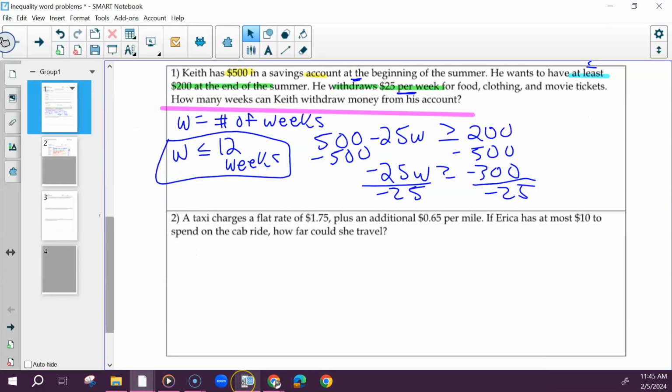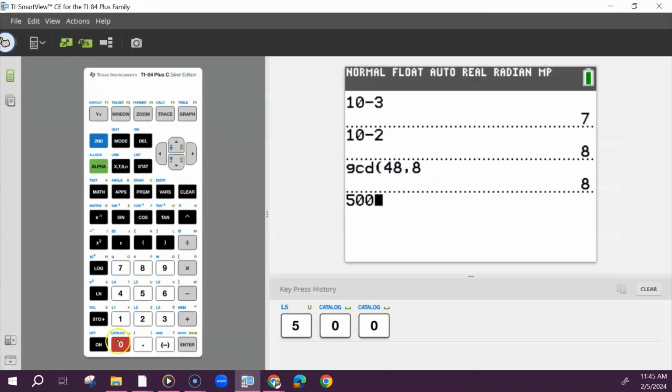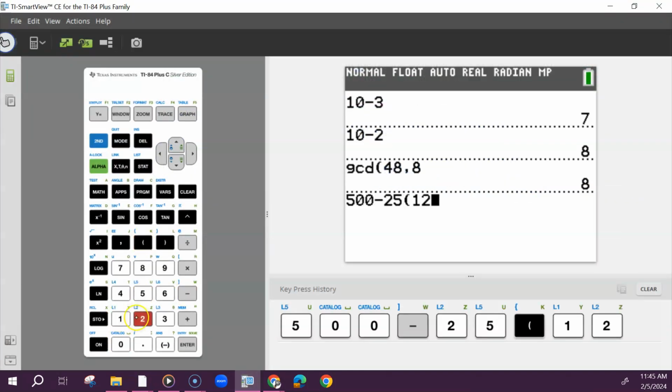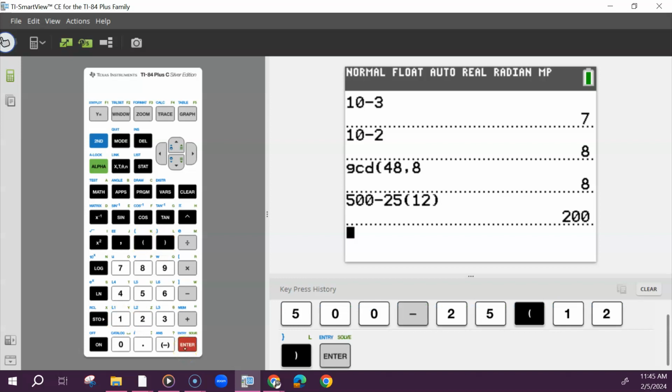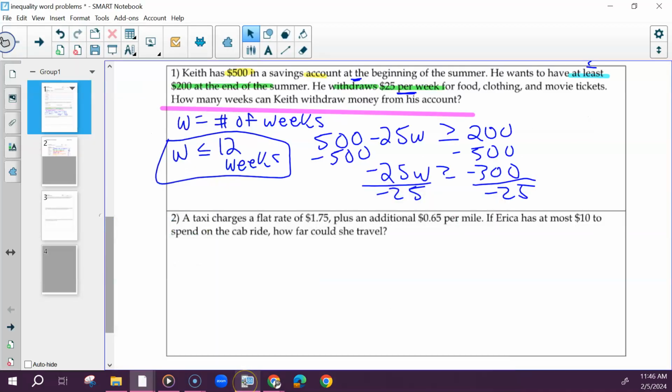So if I were to put 12 back in, I go 500 minus 25 times 12. And we happen to get 200, which was equal to this number. But if this wasn't equal to, or if it was just greater than, that would not be true. Or if it was just less than, that would not be true. But in this case, 200 equals 200. Okay. Let's try number 2.